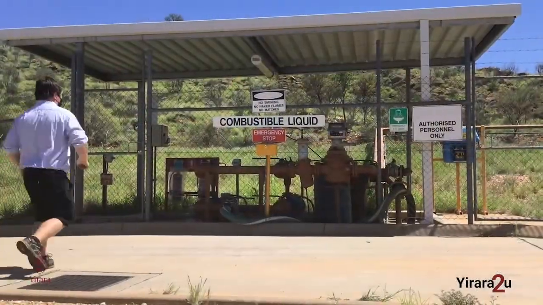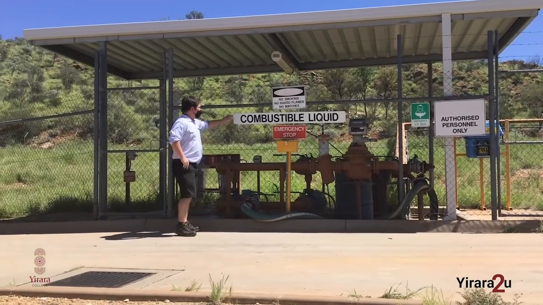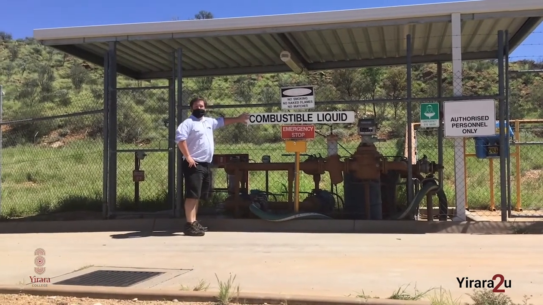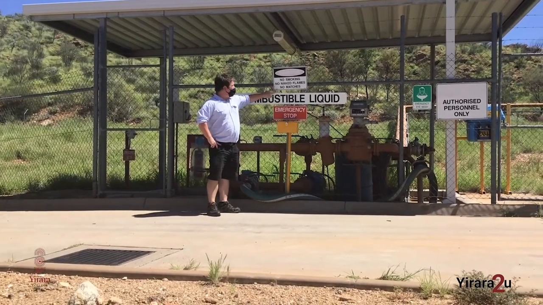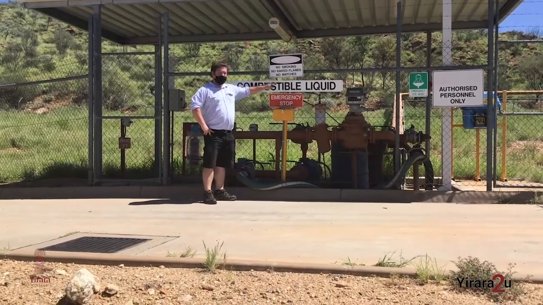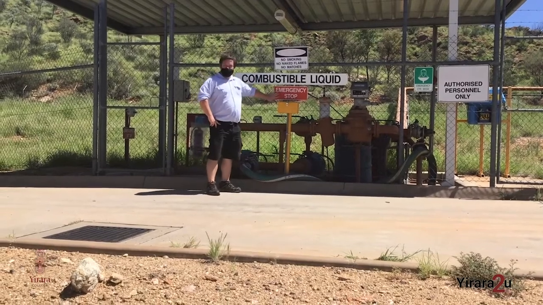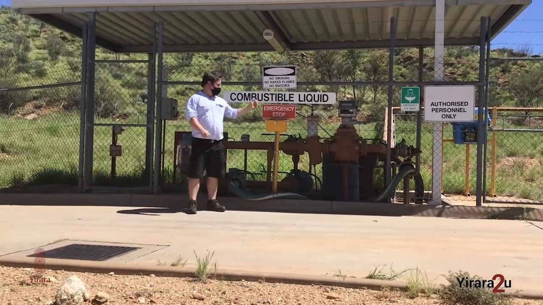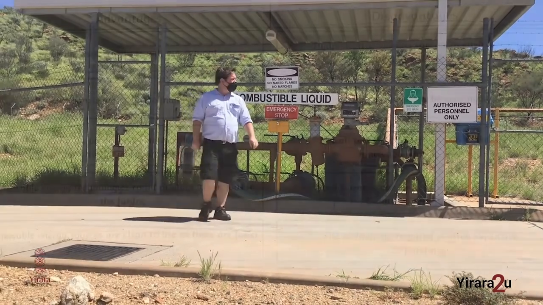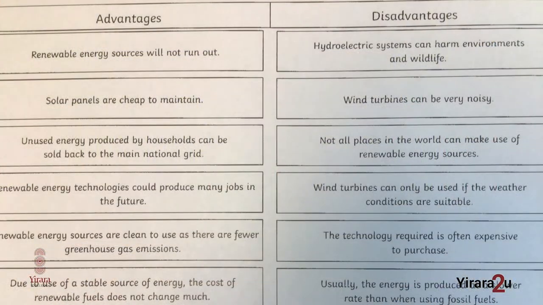Now, diesel is a combustible liquid, meaning that you need to make sure you don't smoke near it, and you don't have any matches. And here's an emergency shutoff in case anything happens, so we don't want anyone getting hurt. We're going to go through the worksheet now in the booklets.